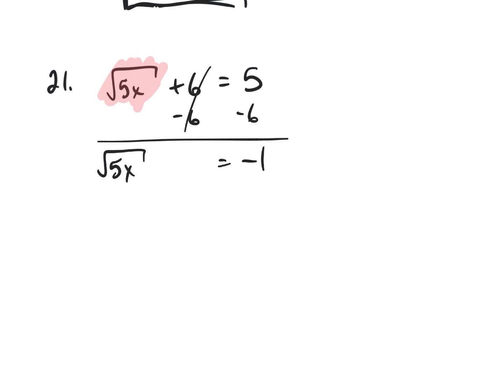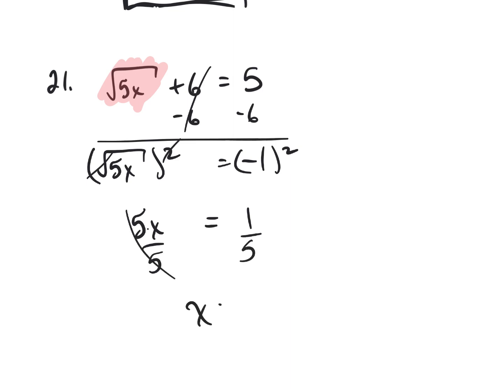Now the radical is by itself, so we're going to raise both sides to the second power so that the square root and the square cancel. You're just left with what's inside. On the right side, negative 1 times negative 1 is 1. To get rid of the times 5, we simply divide. And so x is going to be equal to 1/5.